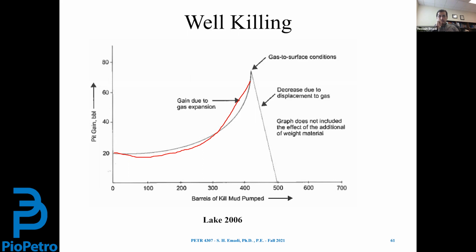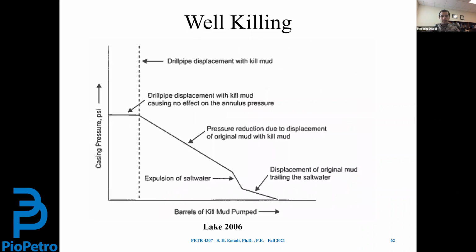We see the highest pit gain, and after that, since we're replacing the gas at the surface with the mud, the level of the gas in the pit starts to drop, and it goes back to zero basically because at the end of the circulation, the entire annulus and drill string will be filled with mud.